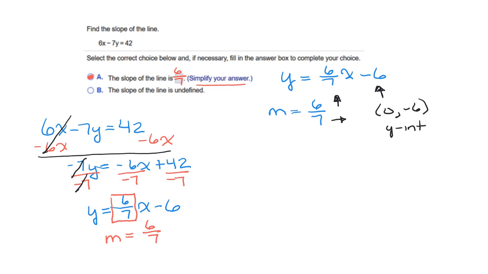So the first thing we want to do if we wanted to graph this is to go ahead and graph the y-intercept first, 0, negative 6. And next we would rise up 6 units and move to the right 7. Let me see if I can get that drawn in here for you.